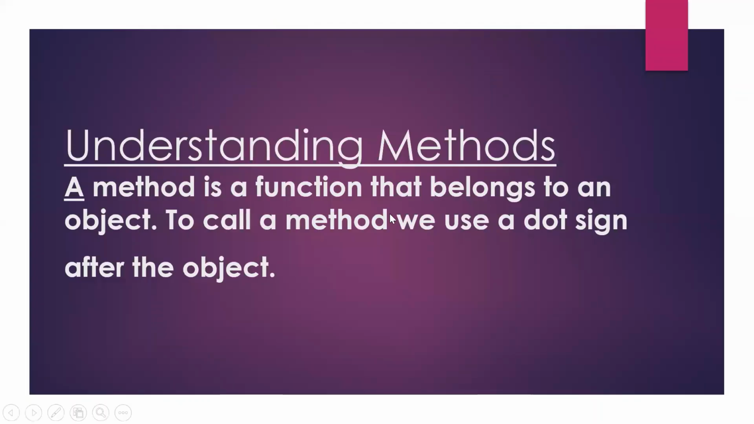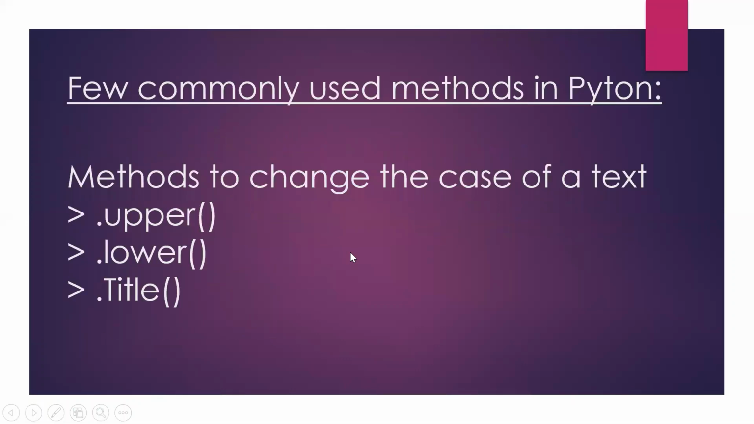There are some commonly used methods in Python which are used to change the case of a text. For example, if we want to change the case of a string to uppercase, the method is upper. If we want to change the case of a string to lowercase, there is a method lower. If we want to change the case of a string to title, there is a method called title. So let's see how we can apply these methods to a text or a string.